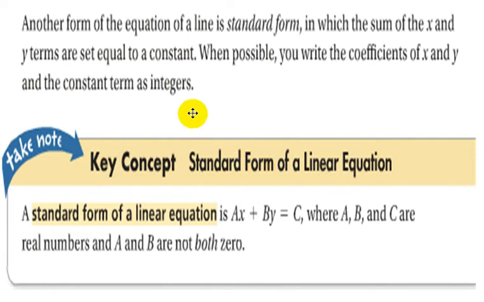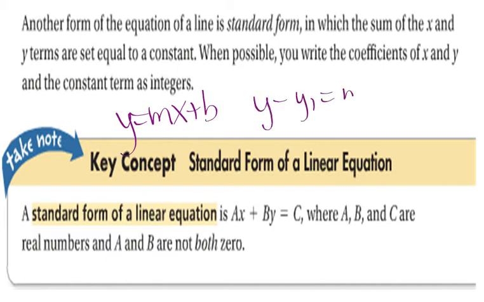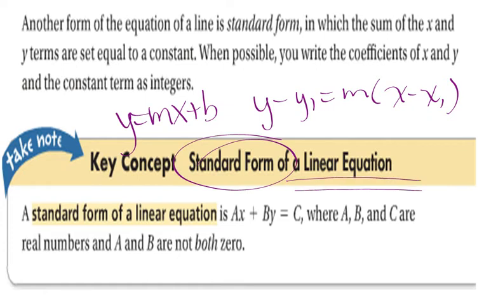Another form of an equation of our line: we've so far learned slope-intercept, which is y equals mx plus b, and then we've learned point-slope, which is y minus y1 equals m times x minus x1. Now the last one we're going to learn is our standard form of a linear equation, and it is ax plus by equals c, where a, b, and c are real numbers, and a and b cannot both be 0 at the same time. Okay, one can be, but not both.